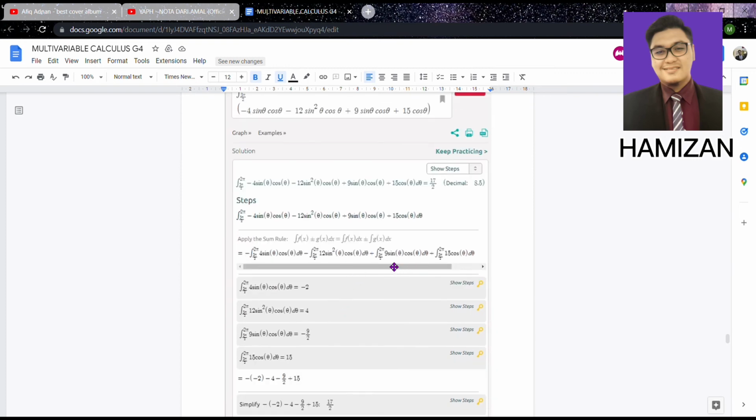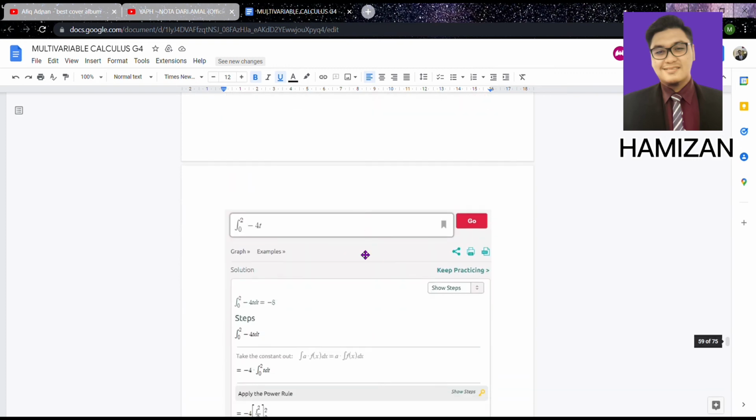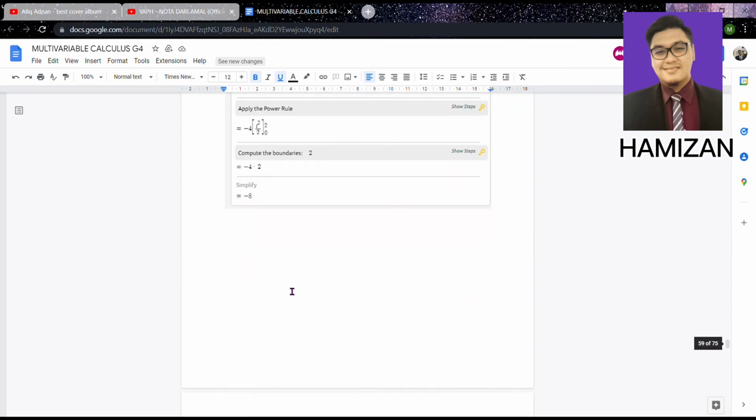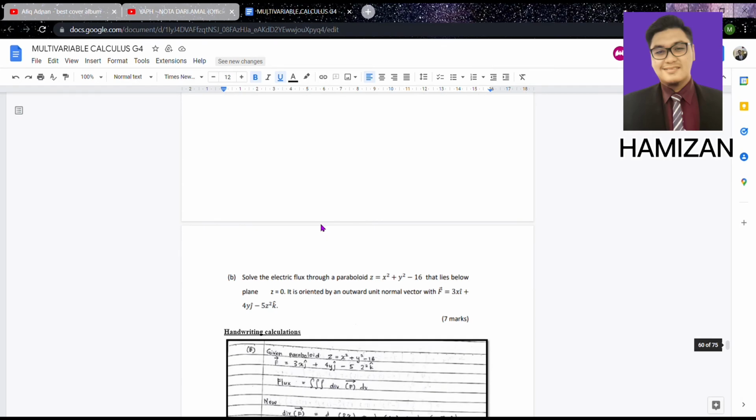So this is the Simulab software that I use to calculate. So as we can see, the answer is the same as my calculation.